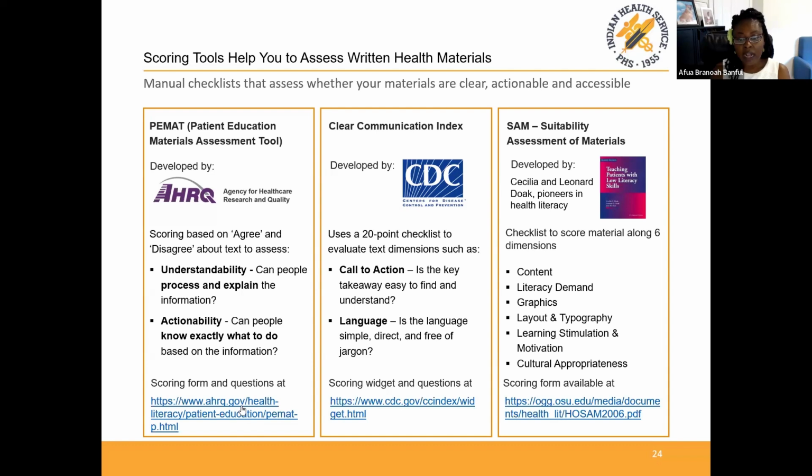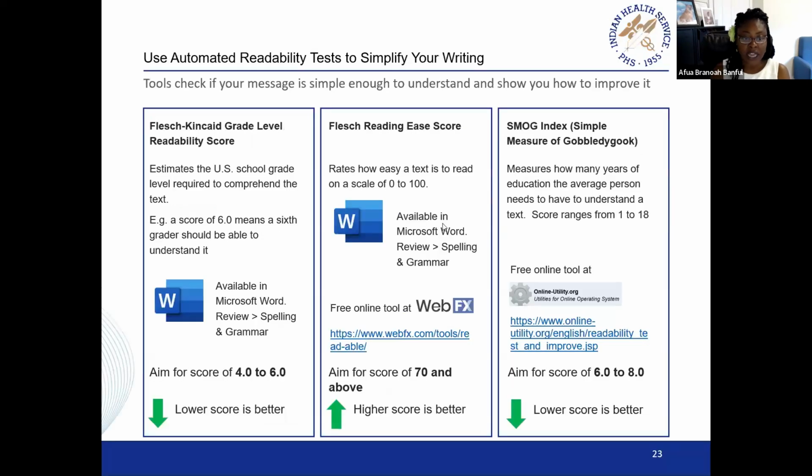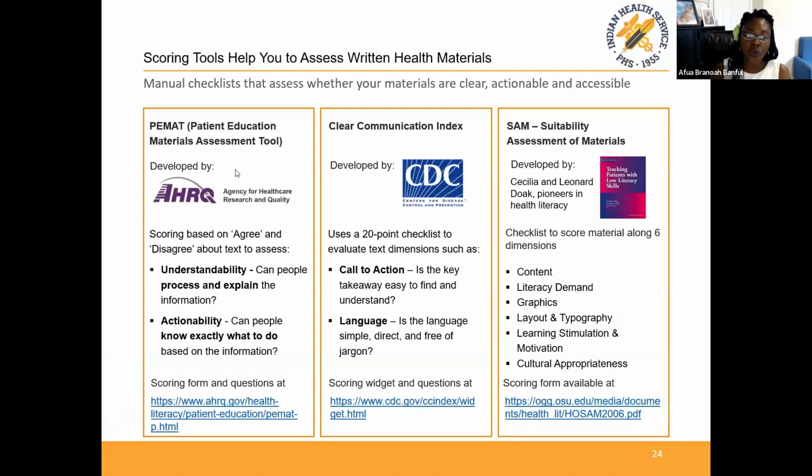So these ones do not necessarily tell you how to fix it, right? Which is the advantage of using the readability tools. Word will say, change this word to this other word. Sorry, Microsoft Word, that's what I mean. Microsoft Word will give you suggestions on how to improve the text. These scoring tools help you assess whether it is clear, but then you would have to improve it yourself, right?